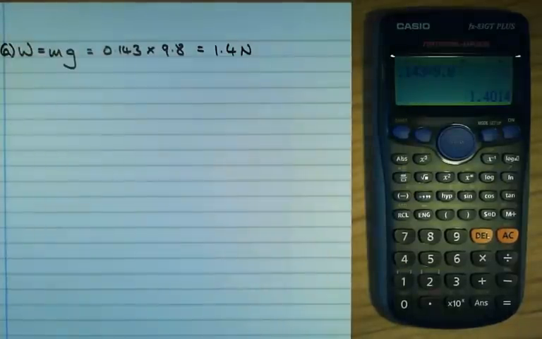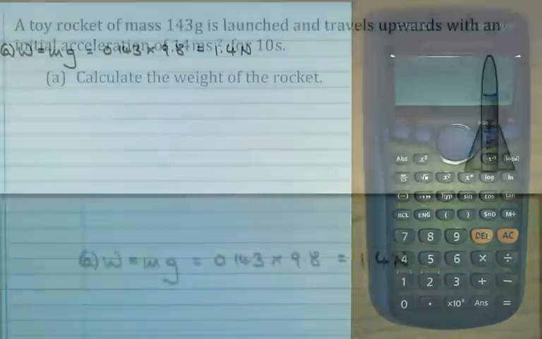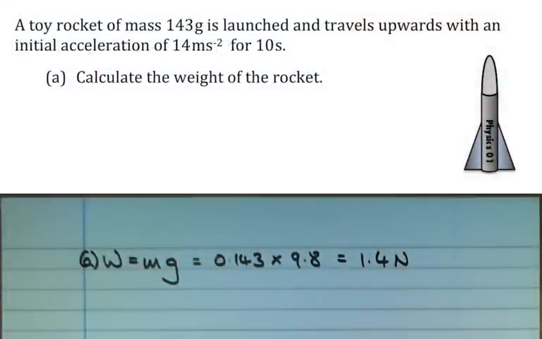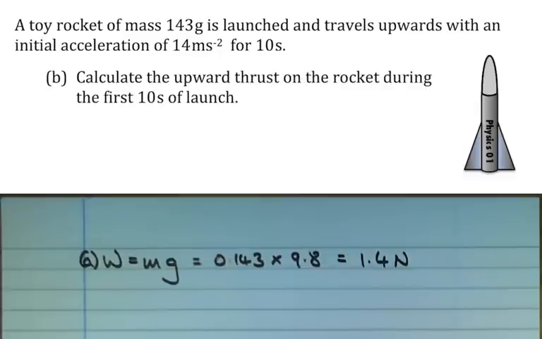Next part of the question looks like this. Let's see, it's here somewhere. It is this one here. There we go. So, what's it saying? Calculate the upward thrust on the rocket during the first 10 seconds of launch.